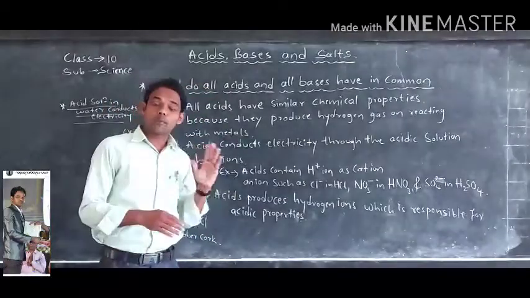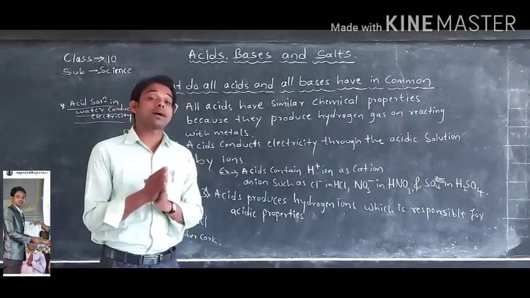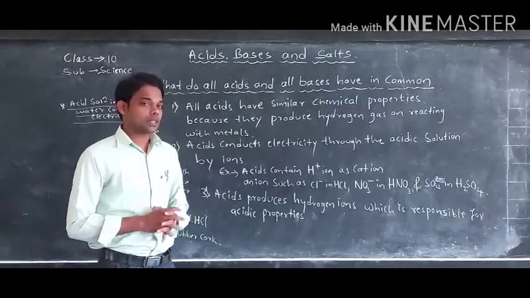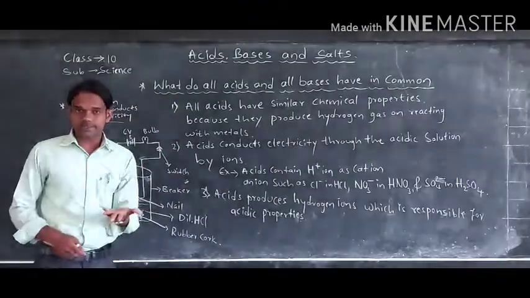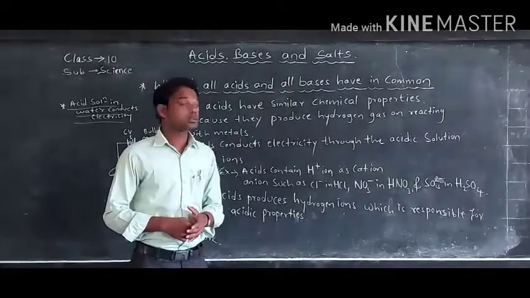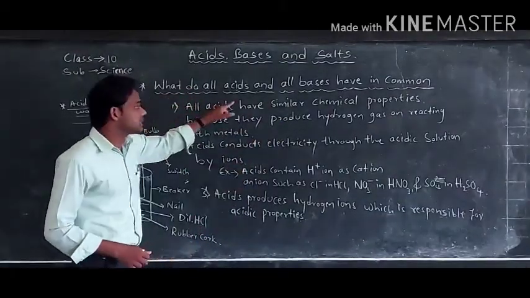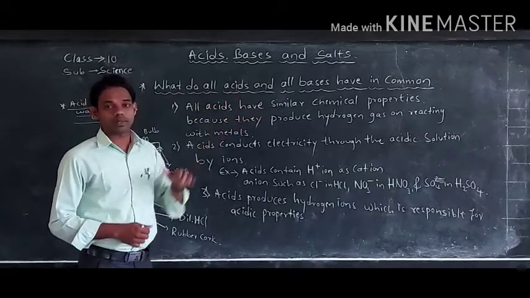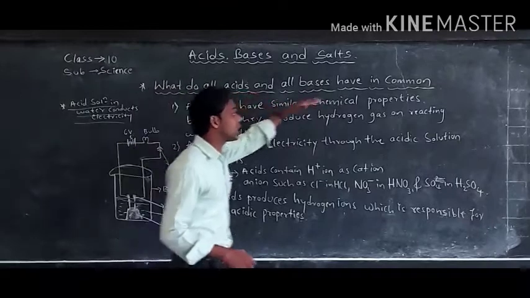In the previous class, in the chapter acids, bases and salts, we studied about acids and bases, properties of acids and bases, then chemical properties of acids and bases. Today we will study what all acids and all bases have in common. In that, we will study first one: what do all acids have in common?